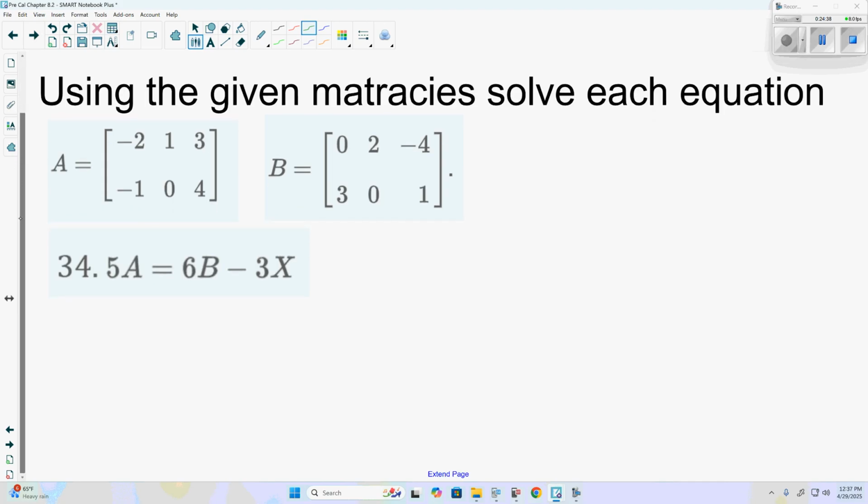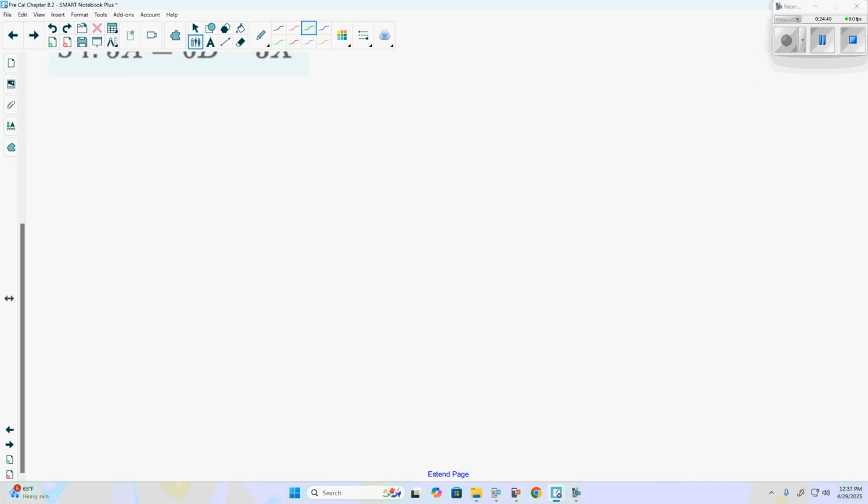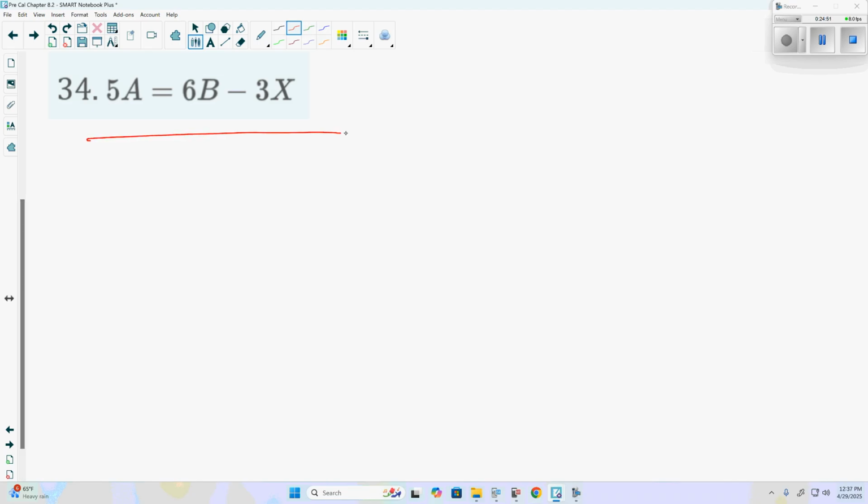So that means for this here, the second one, 5a equals 6b minus 3x. Well, if we use it in these generic terms, we need to get this x by itself. So we could subtract 6b from both sides. So like I said, we have 5 times the matrix A minus 6 times matrix B is equal to negative 3x.